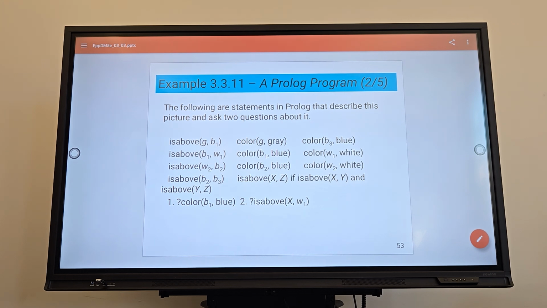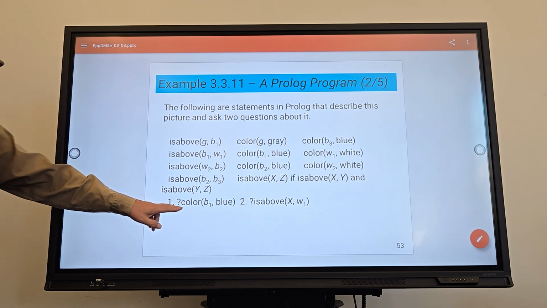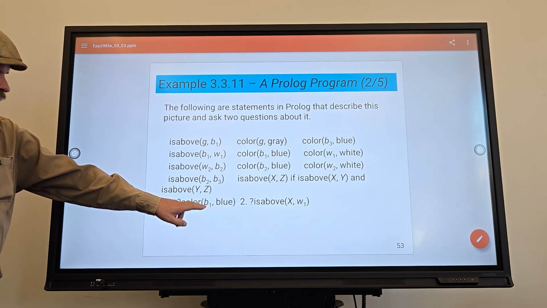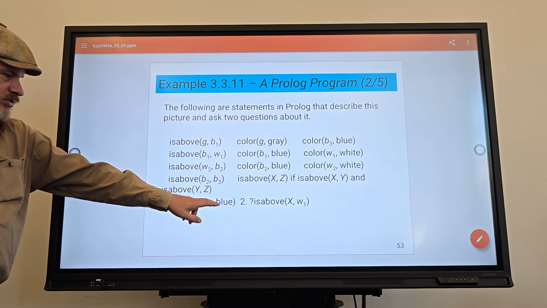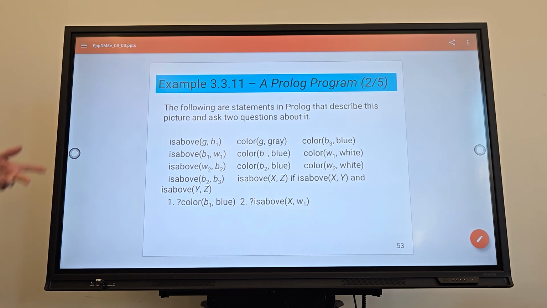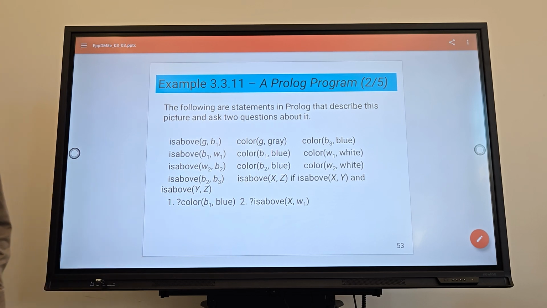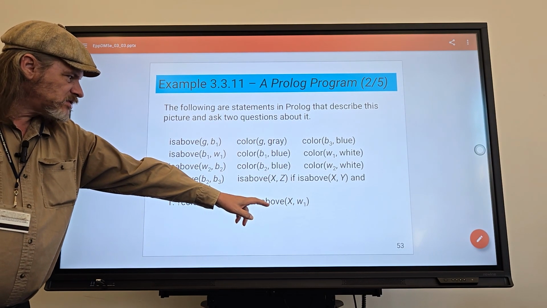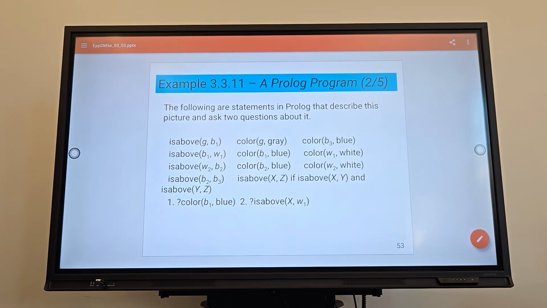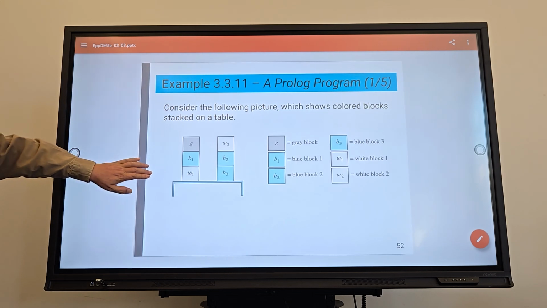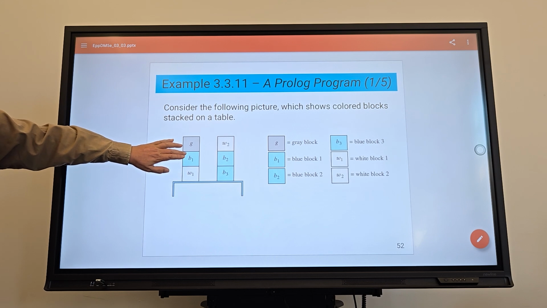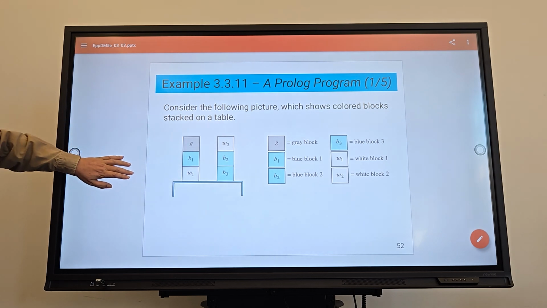And so you ask the question, is B1 blue? And of course, from this, it finds that relationship and answers yes. Is anything above W1? Well, that's a little bit more complex. It would return multiple answers, because if you recall, W1 is at the bottom of this. It would return B1 and gray.